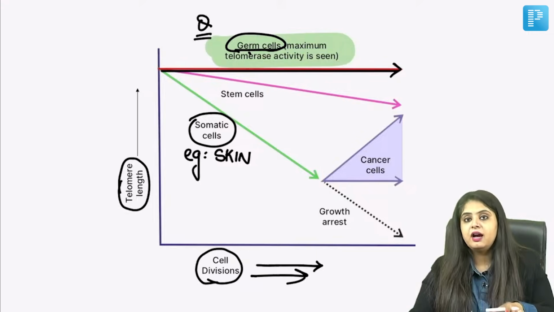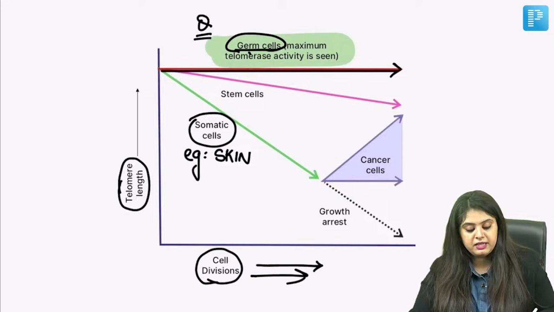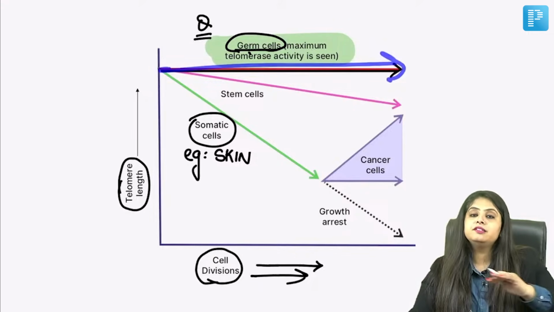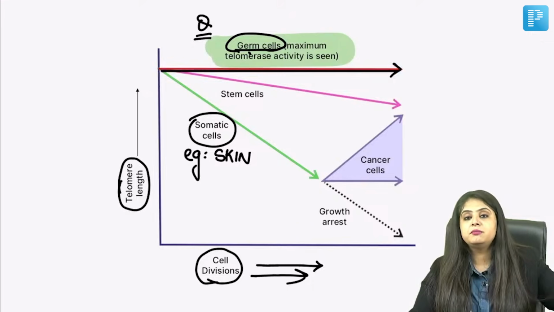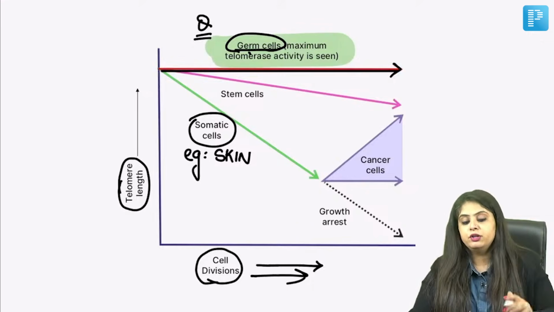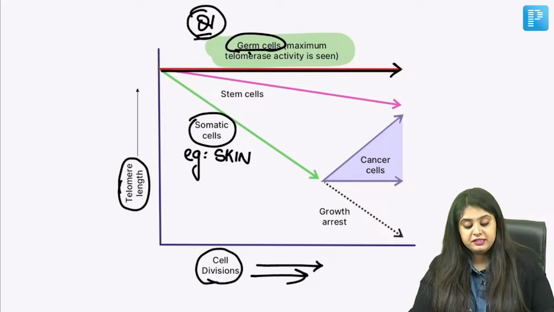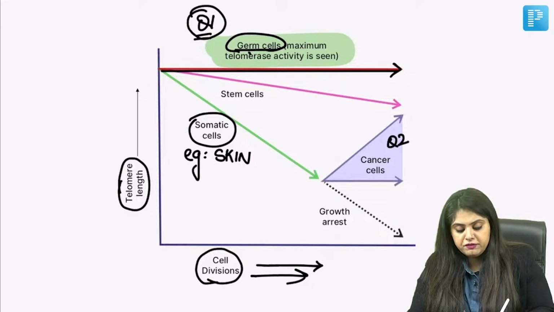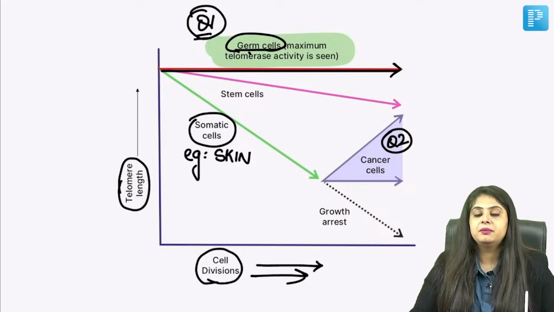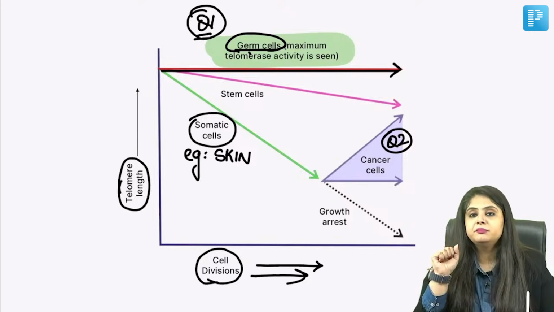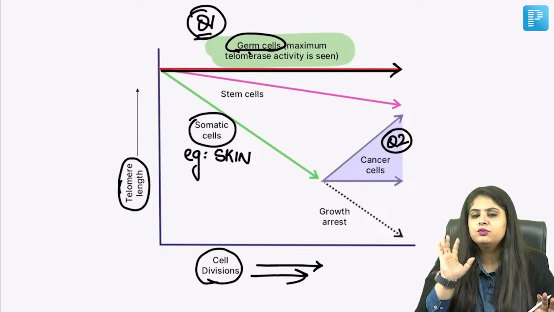So this graph tells you two things. First of all, which cell will always remain amar, which is going to have maximum telomerase activity? That is going to be the germ cell. Question 1 we have understood. Question 2 is, what is the role of cancer? Why was it written in there, ma'am? See, the cancer cell is very smart. The cancer cell is secretly listening to this class.